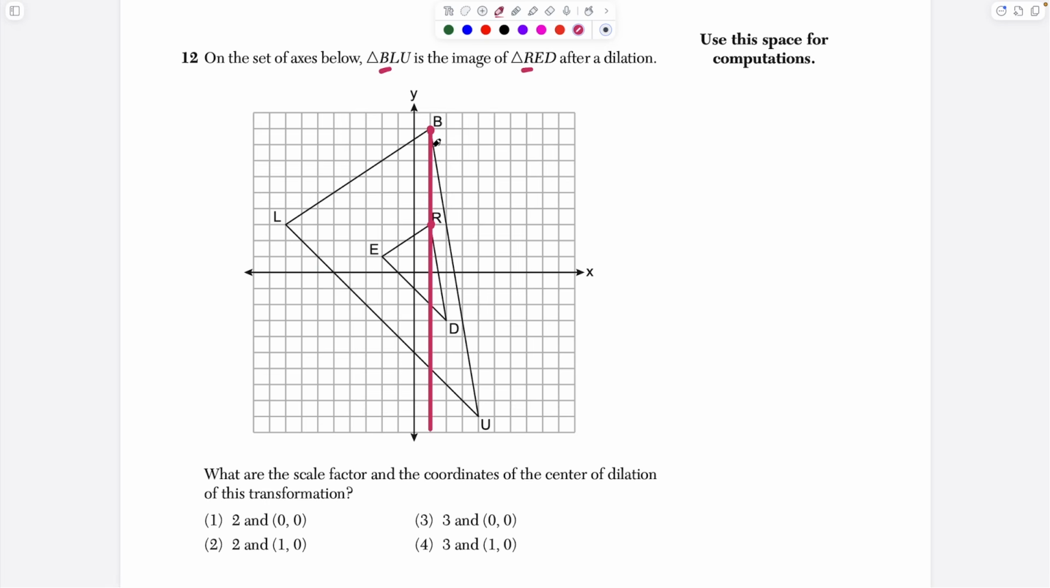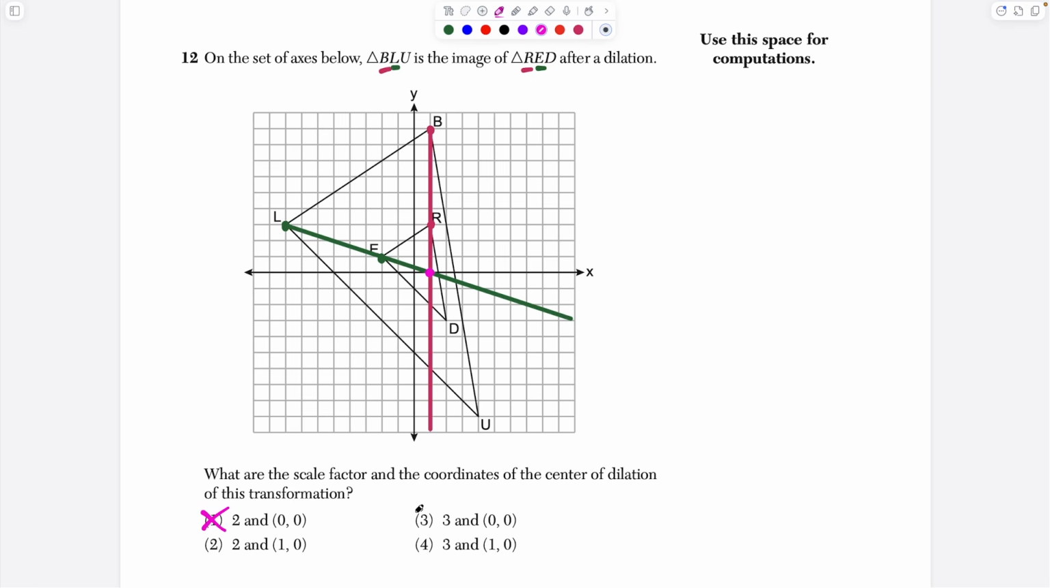And I'm going to connect B to R and go all the way through. Now, the next pair of points that correspond, I could say, are L and E. So I connect L and E and I draw my line segment all the way through like this. And right away, it looks like our center of dilation here is at the point 1, 0. So you look over here, it looks like this is happening at 1, 0.